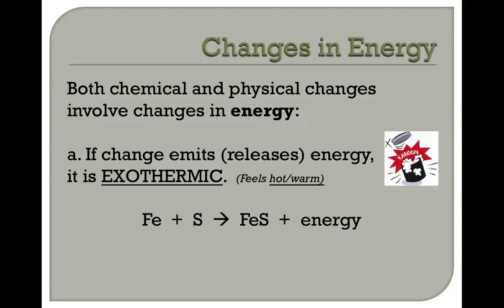Now, changes in energy relate to this. Both chemical and physical changes involve changes in energy. Either releasing or absorbing energy. If a change does release energy, it is considered exothermic. We see energy is placed on the right-hand side as a product because it's being given off. So it was within our reactants, and then once they formed a more stable compound, they then release a huge amount of energy.